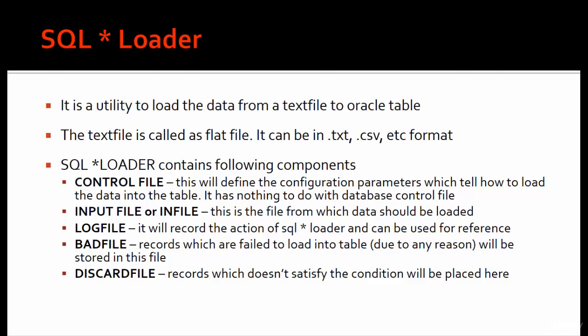This control file actually defines the parameters which tell how to load data into the table. You specify what the input file is, what the format of the input data is, in which database table you are going to import the data, and other things. Next, we have the input file. In simple terms, this is the file which contains data that will be loaded into the database table. This input file is nothing but the .txt or .csv file that you are going to import.